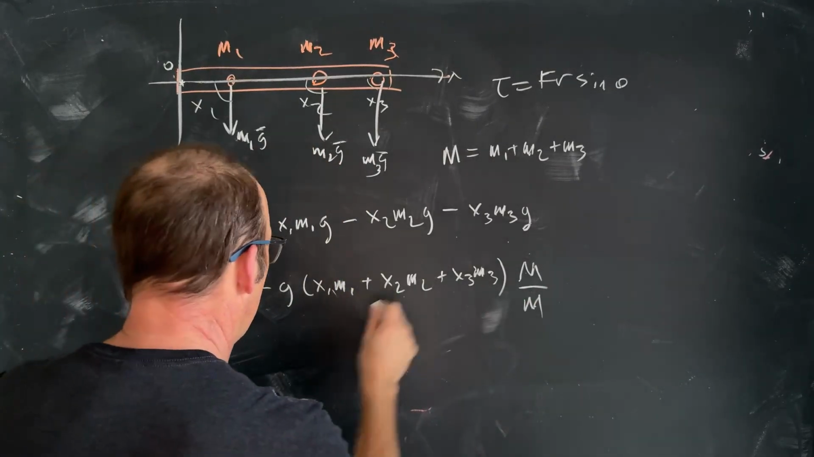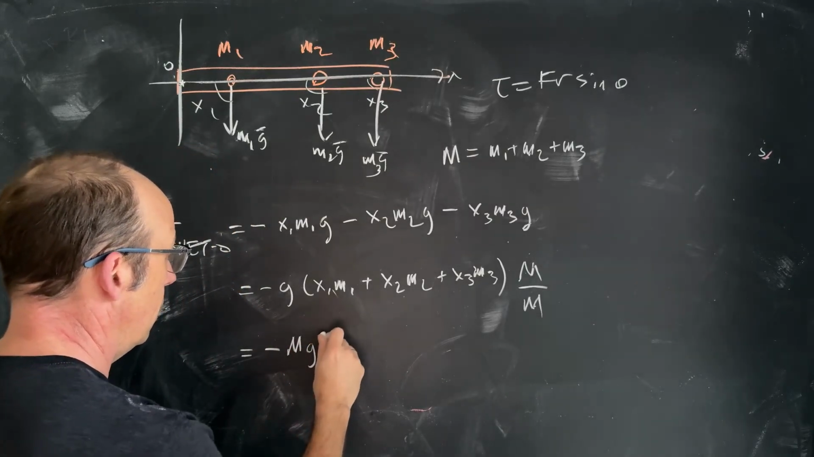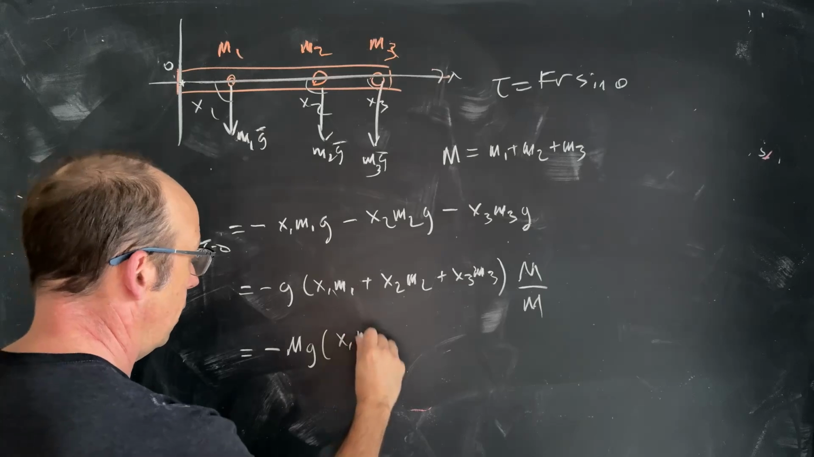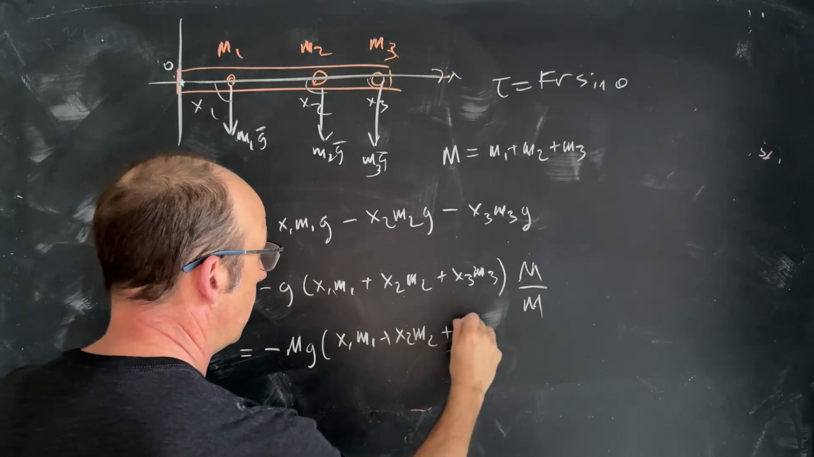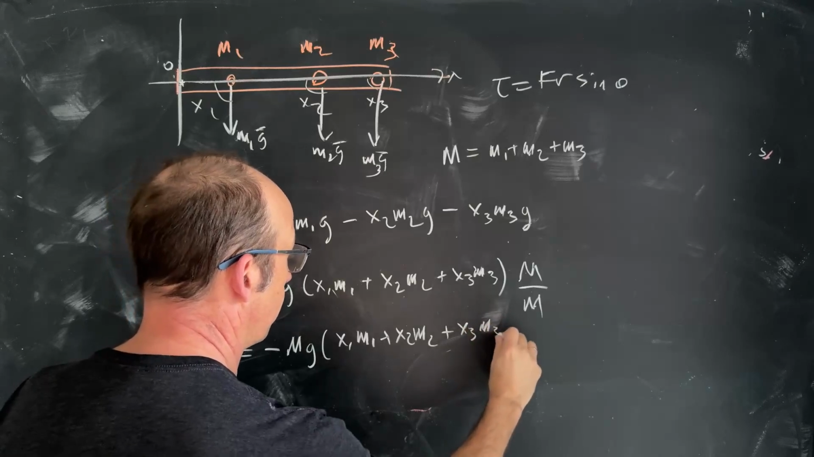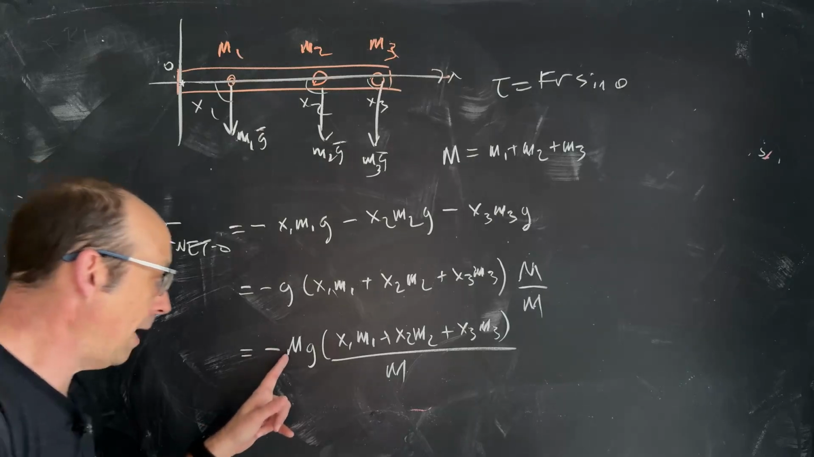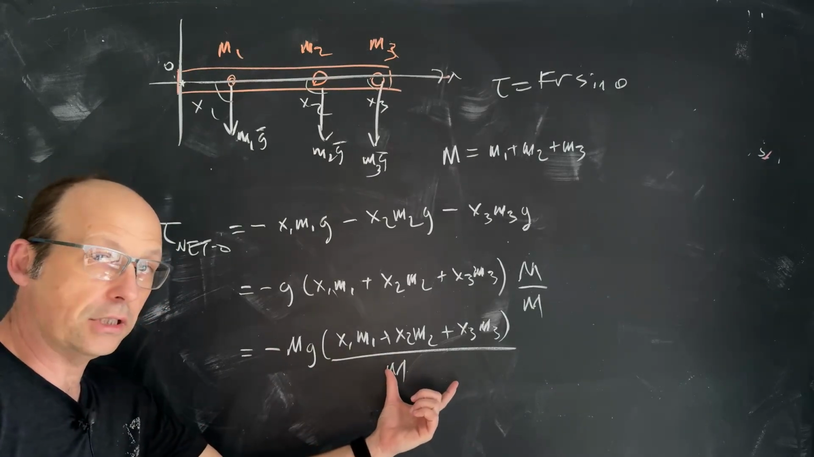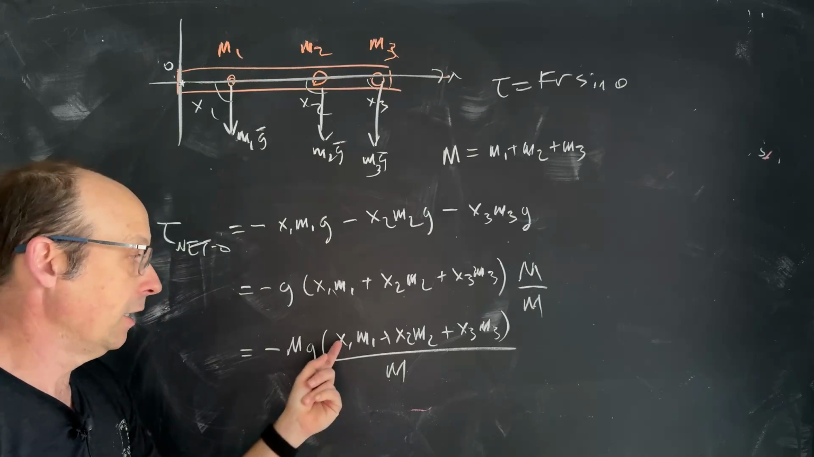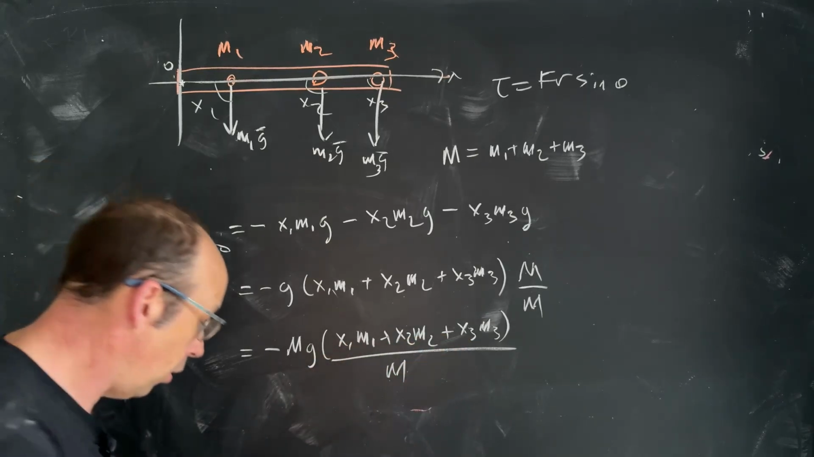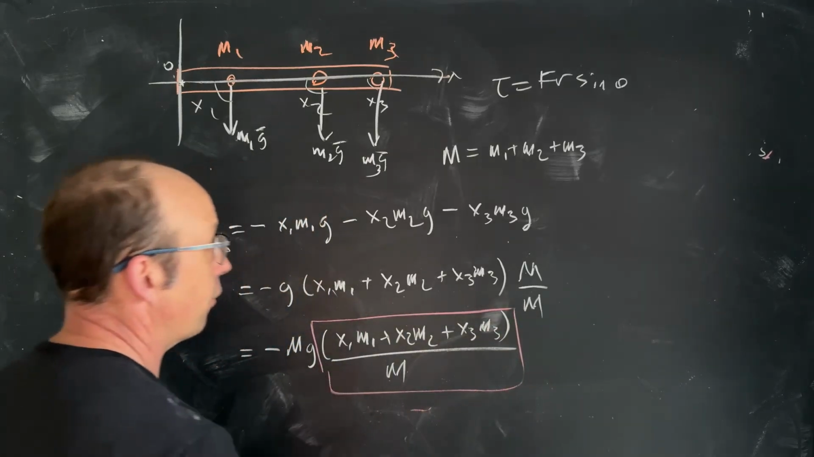But now I'm going to move this in here, and I get negative mg times (x1 m1 plus x2 m2 plus x3 m3), all of that divided by the total mass. So this is mass times g. This has units of distance, right? Because we have mass in here, and we divide by mass, so we only have a distance there. We actually call this the x center of mass.